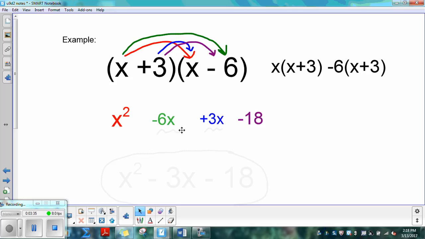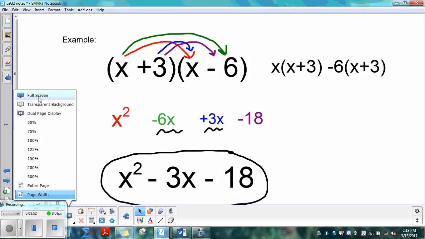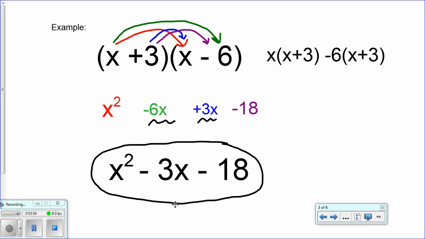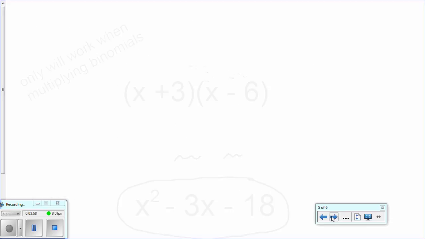Okay? Once we get here, though, we just go ahead and combine our like terms. Negative 6x and 3x are like terms, because they both have the x. They make negative 3x. So we get x squared minus 3x minus 18. That is our polynomial when we multiply it. Okay? So I don't want to do that one next. We'll do this one. Sorry, I'm jumping around a little bit. Actually, a lot.